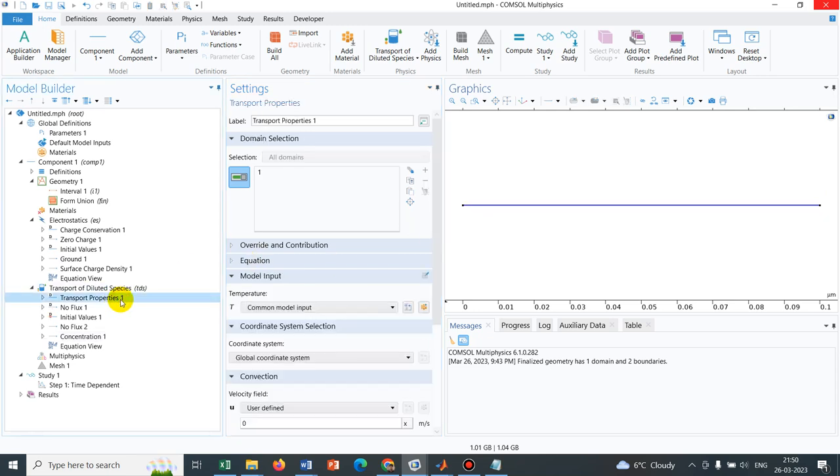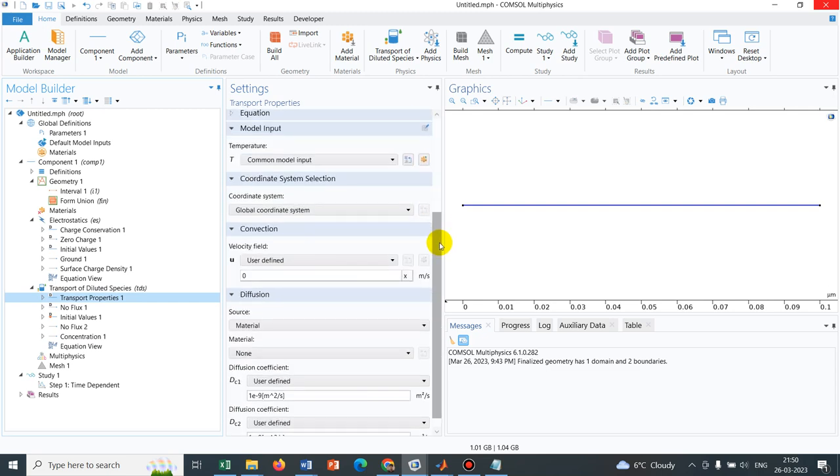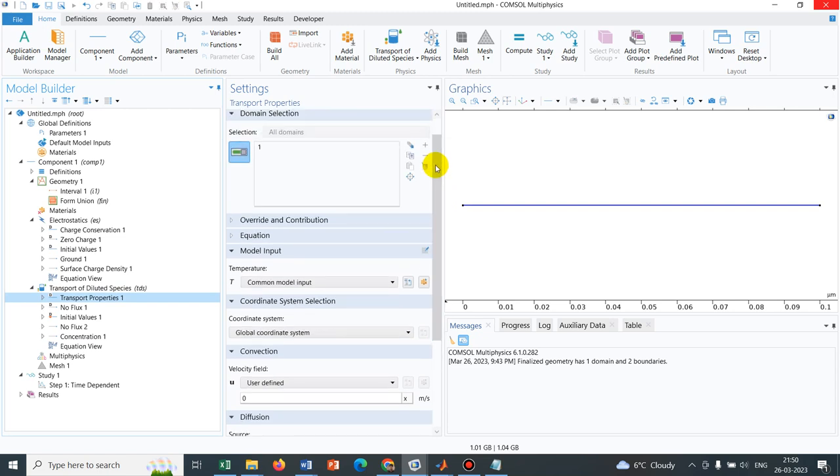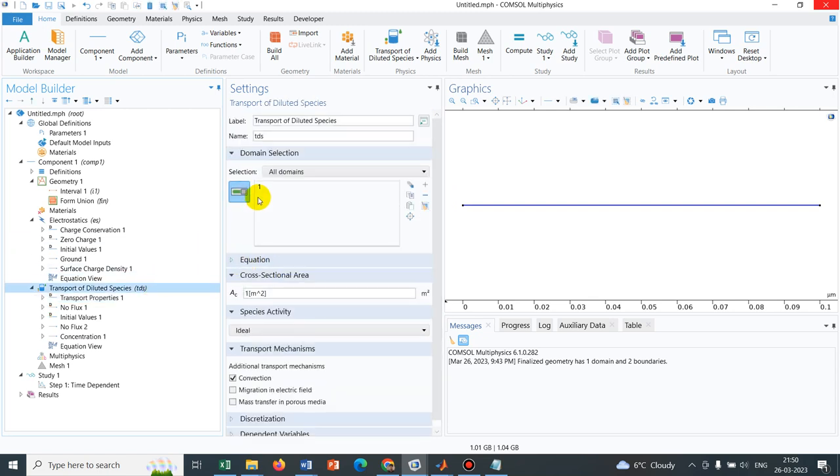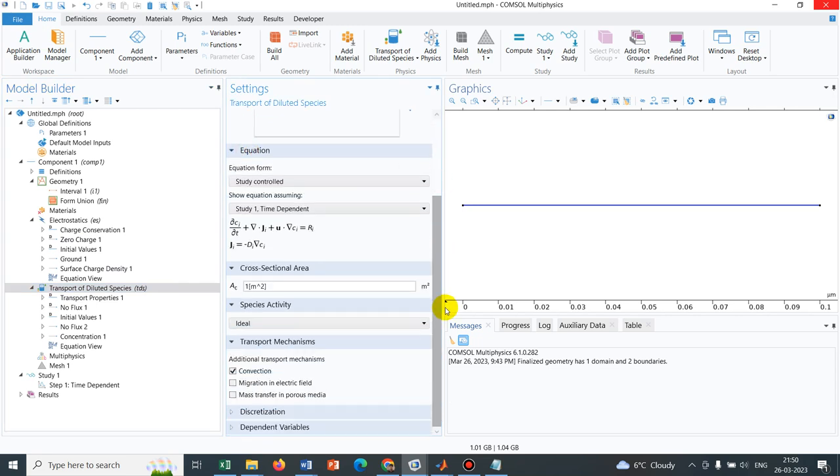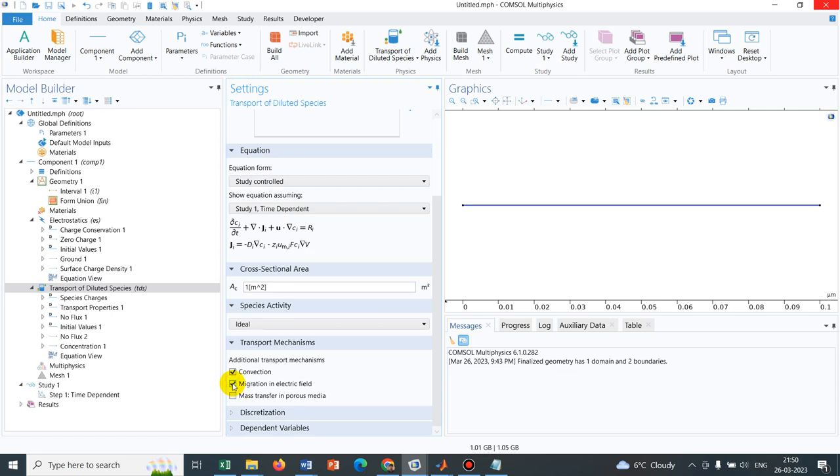Now we need to define the properties, because there are ions. Ions will have properties, so let us define the properties. Before we define the property, we should look at the equation. So let us go to the transport of diluted species. In this case, we will be switching on the migration under electric field term, because in electrical double layer formation, this term is very important. You cannot neglect the migration under electric field term, because whenever there is an electric field, the ions will migrate towards the oppositely charged electrode, and this migration will be important, because it may lead to a finite velocity of the ions, and that velocity you cannot neglect. That is why you need to add this particular expression.